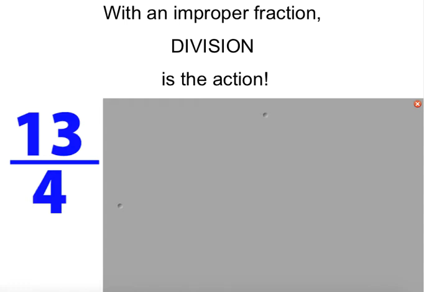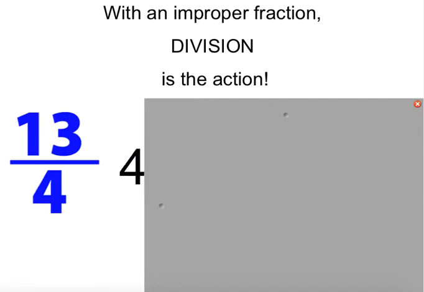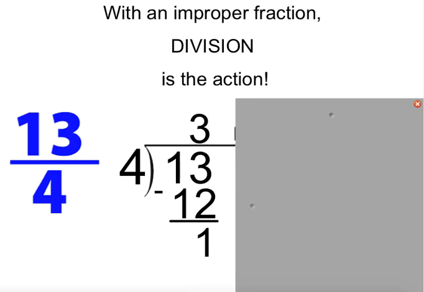Okay, so let's look at how we would do this. So it says improper fraction, division is the action. So we're going to be using division. However, we are going to be dividing the denominator into the numerator. Okay, so when I set it up, 4 goes on the outside of the house. So the denominator goes on the outside and the 13 goes in, okay? And we actually do all the division work.